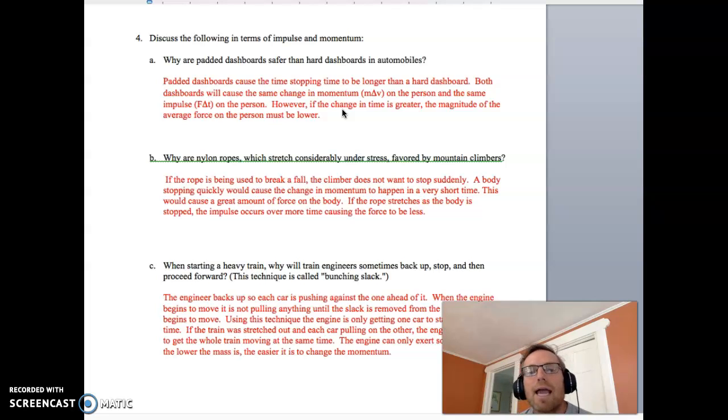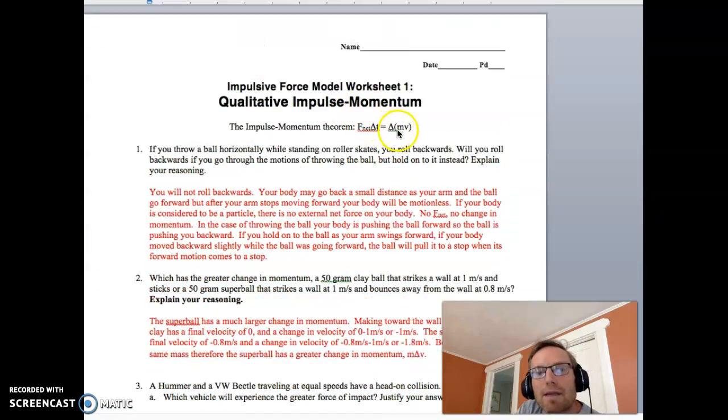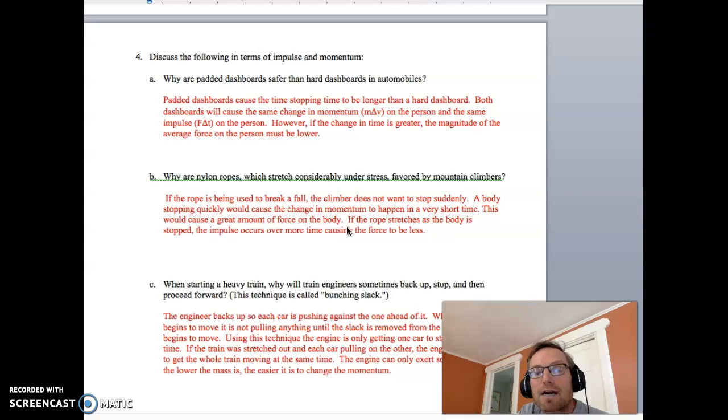4A and B are similar reasoning. So you're basically, for both a padded dashboard and the nylon rope that stretches, allowing a force to act over a longer period of time. And so in order to change momentum a certain amount, I'm decreasing the amount of force but increasing the amount of time so that the product ends up being the same, but yet I can sacrifice force for time. And so that's why the padded dashboard is less impactful on human bodies, as well as nylon ropes, because you're not coming to a stop in a short amount of time. And if so, you'd have a high amount of force acting on you.